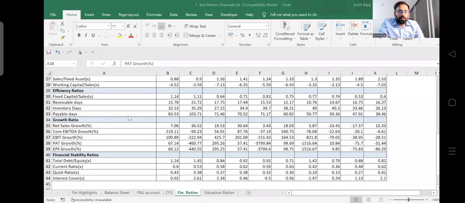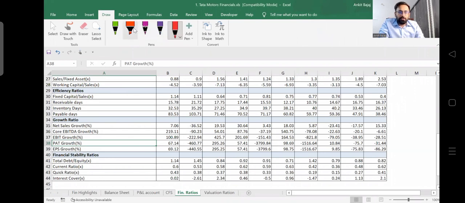Here we have seen some of the ratios and understood how you can analyze the P&L account with the help of ratios. Today, again, I will be discussing some of the ratios related to the profit and loss account, and with the help of growth ratios, we will see how you can analyze the current year performance and previous year performance.